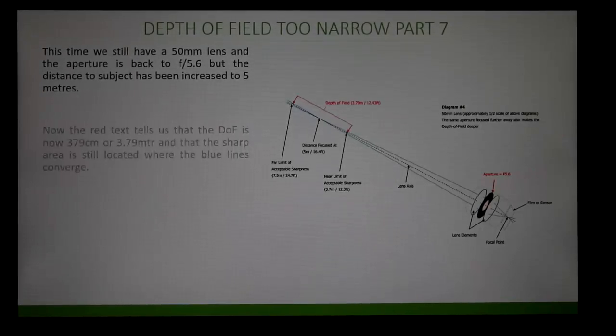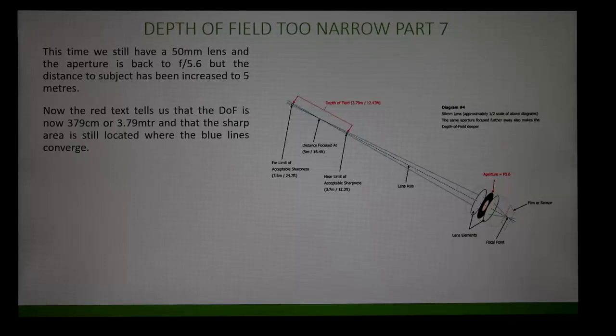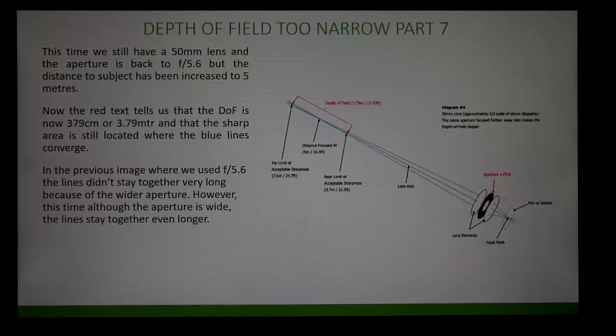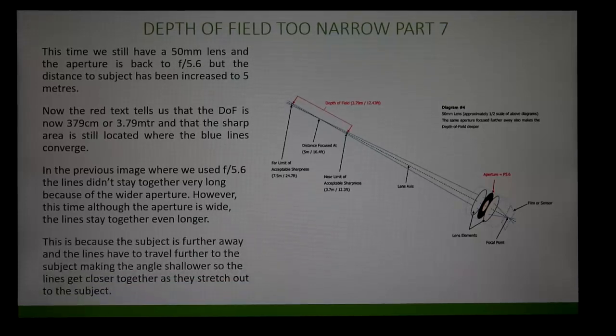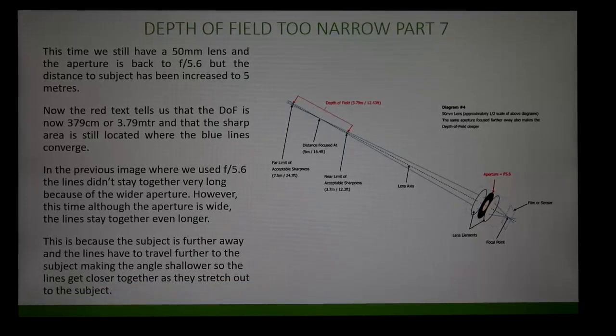This time we still have a 50mm lens and the aperture is back to f5.6, but the distance to subject has been increased to 5 meters. Now the red text tells us that the depth of field is now 379 centimeters or 3.79 meters, and that the sharp area is still located where the blue lines converge. In the previous image where we used f5.6, the lines didn't stay together very long because of the wider aperture. However, this time, although the aperture is wide, the lines stay together even longer. This is because the subject is further away and the lines have to travel further to the subject, making the angle shallower, so the lines get closer together as they stretch out to the subject.